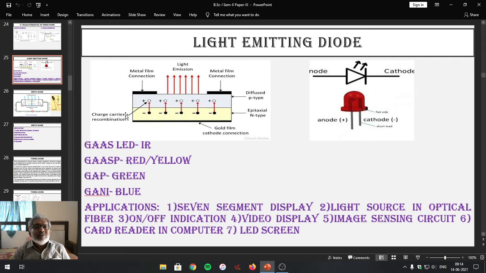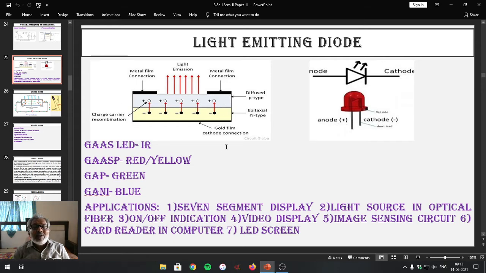Dear students, this is the peculiar situation that is represented by the arrow. It indicates how the recombination of electron and hole is taking place. This is the metal film connection, which is known as the anode. This one is the metal film connection, gold film. This is known as the cathode. You may connect it here, forming the anode, or you may get another terminal that is called the cathode.